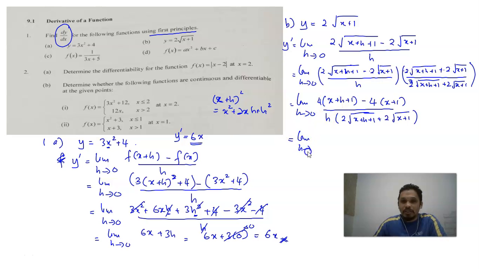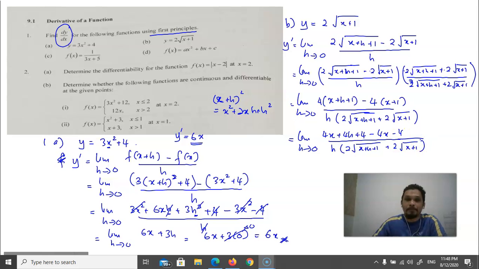Limit of h approaching 0, 4x plus 4h plus 4 minus 4x minus 4, divided by h times 2 square root of x plus h plus 1 plus 2 square root of x plus 1. Okay, I bring it up here. Never mind.